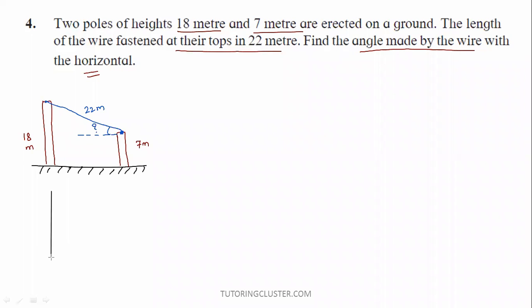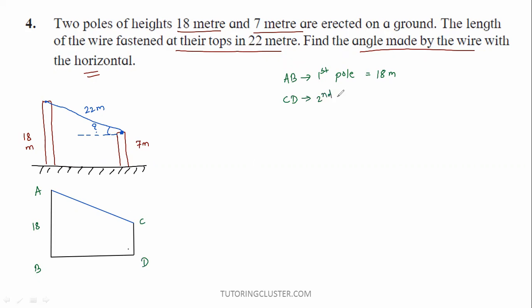So there is one pole of 18 meter. There is another pole. What is the height? 7 meter. Now there is one string which is attached here. Let me give the naming. This is first pole AB. AB represents the first pole. The height AB is equal to 18 meter. Now CD represents the second pole. The height is 7 meter.